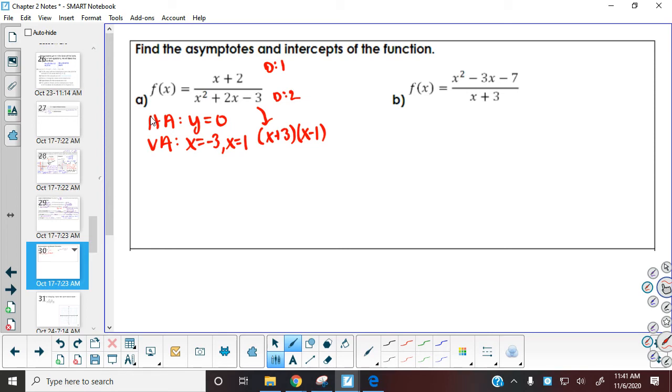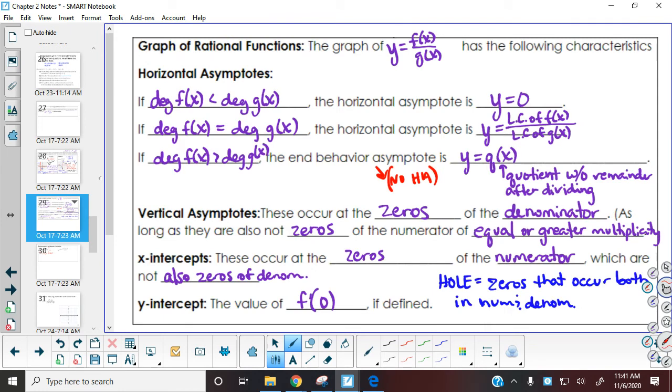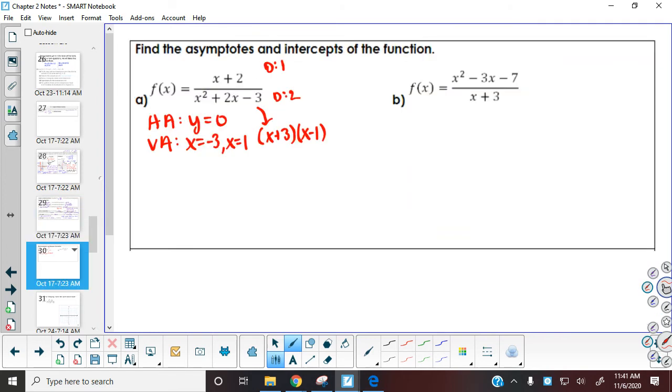Okay, so moving on, we also have to find the intercepts. If we look back at our little cheat sheet, we just found the asymptotes. Your x-intercepts are the zeros of the numerator, so where you are looking for that is up here. So x plus 2 equals 0, therefore x equals negative 2. The ordered pair of that would be negative 2, 0.